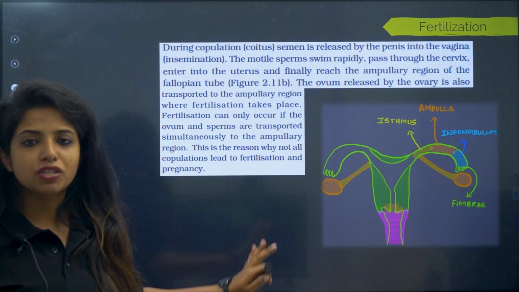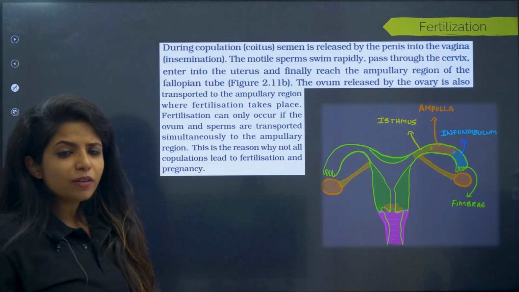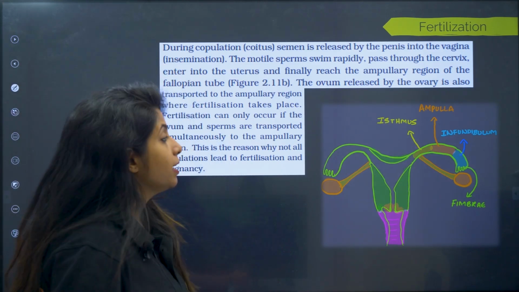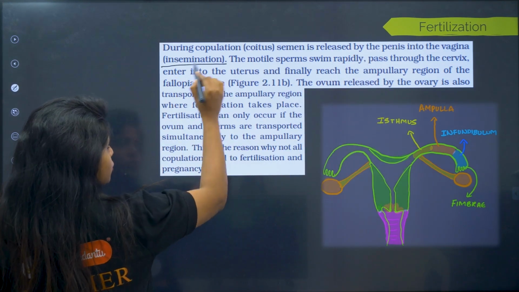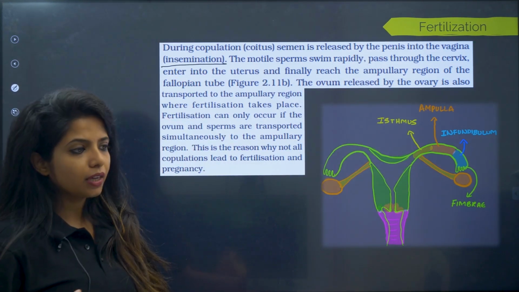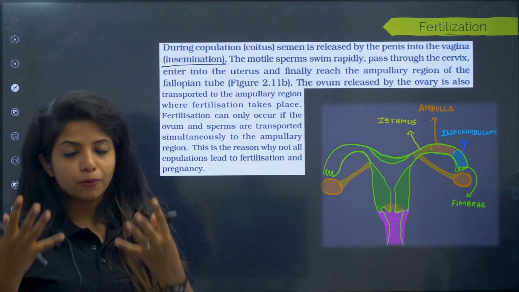I have a picture as well. I'll just keep it here. Yeah. So during copulation, what do you mean by copulation? Coitus or the sexual intercourse. Semen is released by the penis into the vagina. This process is known as insemination, obviously. Okay, insemination means the release of sperms into the female reproductive tract.